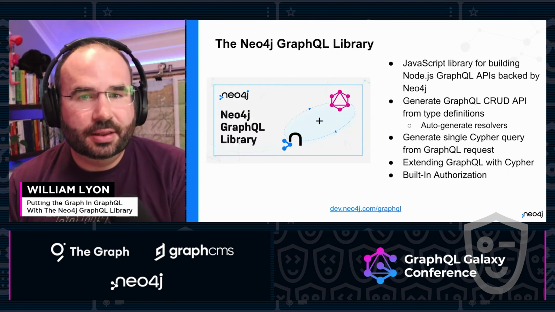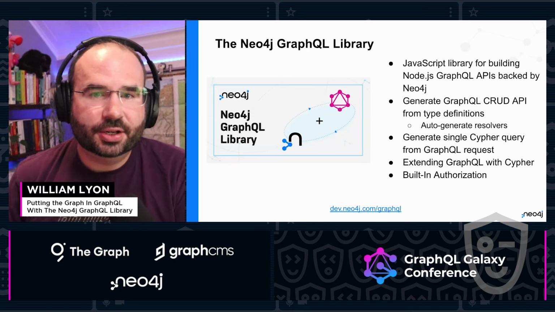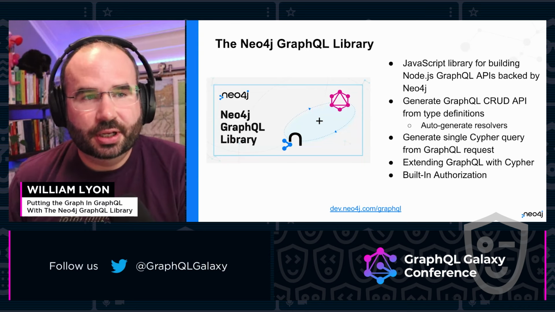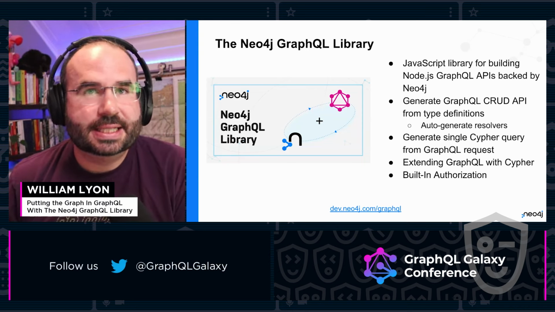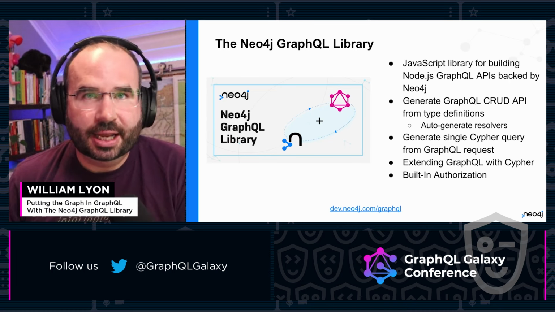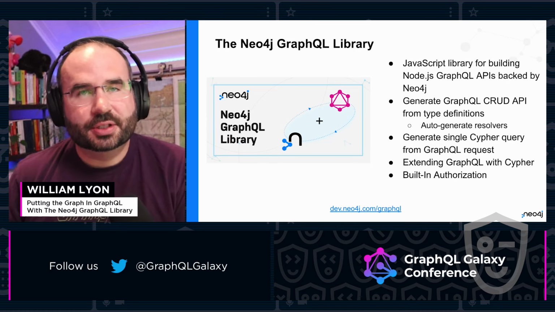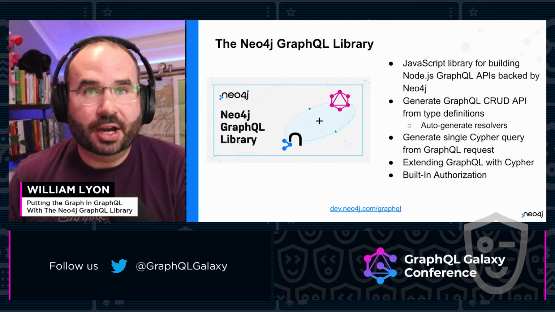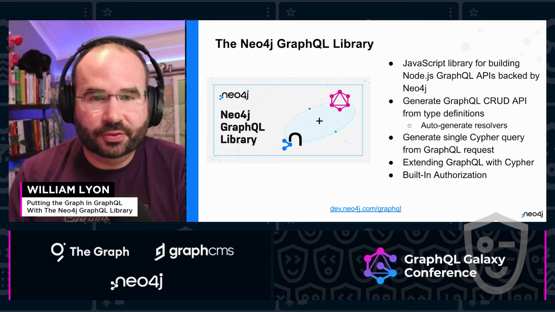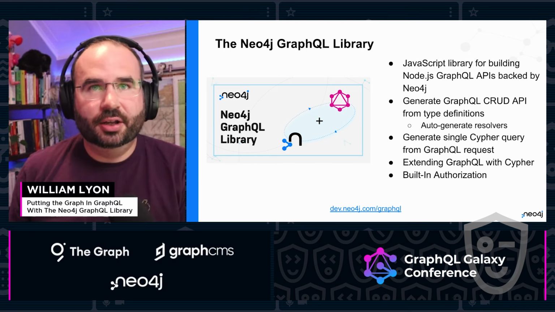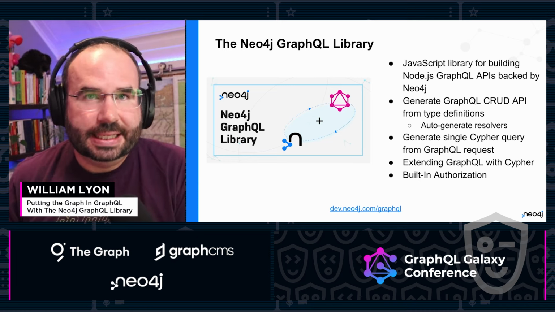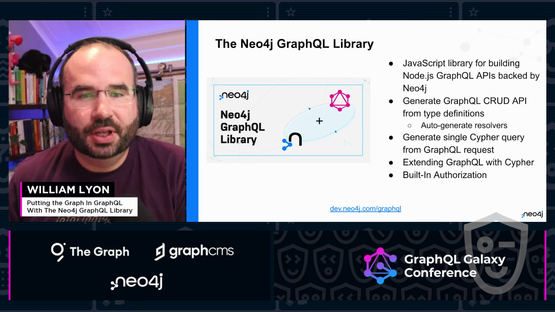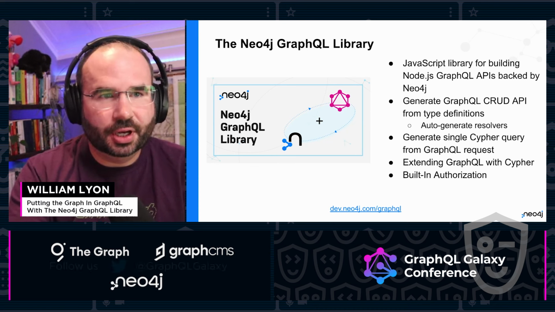So to make this type of application architecture easier to build, Neo4j has released the Neo4j GraphQL library. This is a JavaScript library for building Node.js GraphQL APIs backed by Neo4j. There are a lot of really powerful features in the GraphQL library. Let's go through a couple of those.